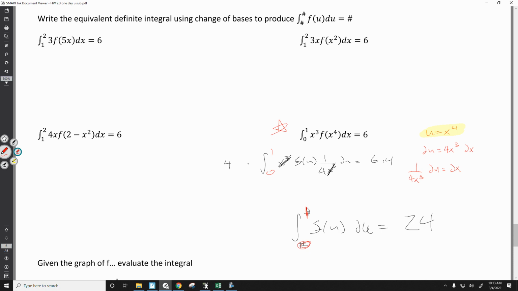If you can figure it out, good. Yeah, it's still 0 to 1. Oh, it's still 0 to 1. Because it's x to the 4th, and 1 to the 4th is just 1. Yeah.